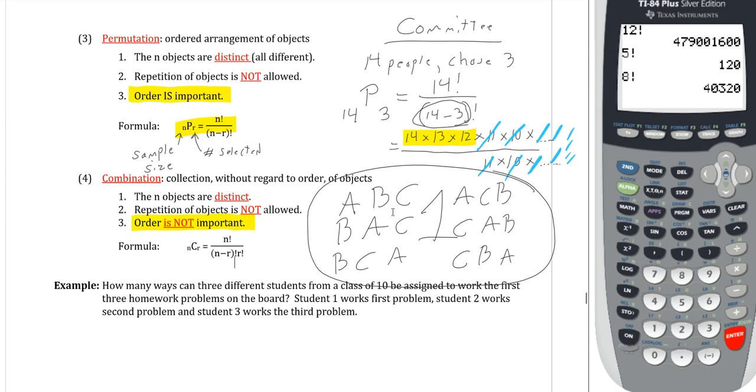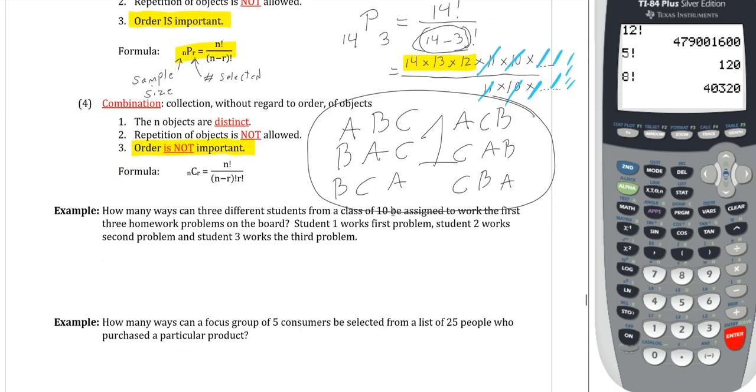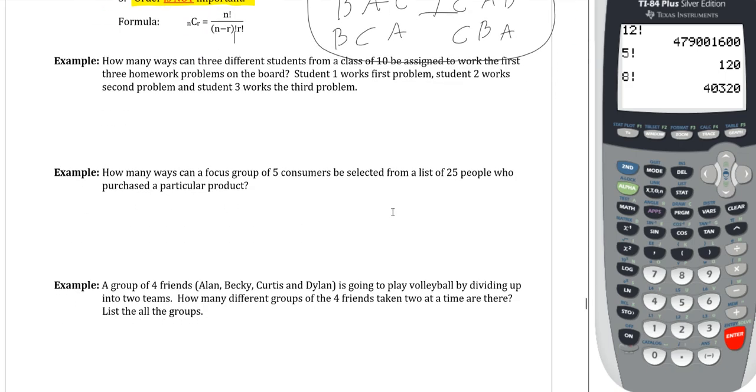Now, like permutations, we're going to be able to do that in our calculator, and we're going to go through some examples of these. For each of these, our first goal is going to be to try to identify if it's a permutation or a combination, and then we'll deal with it from there. How many ways can 3 different students from a class of 10 be assigned to work the 3 homework problems on the board? Student 1 works the first problem, student 2 works the second, student 3 works the third. Now, based on that last sentence, since they're working different problems, that means they are receiving different treatment. Therefore, this is a permutation.